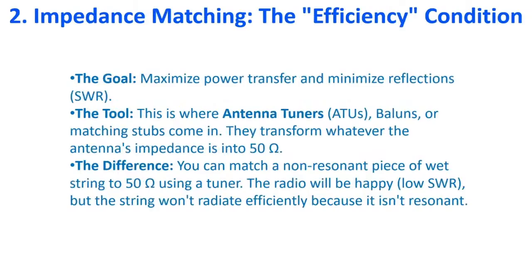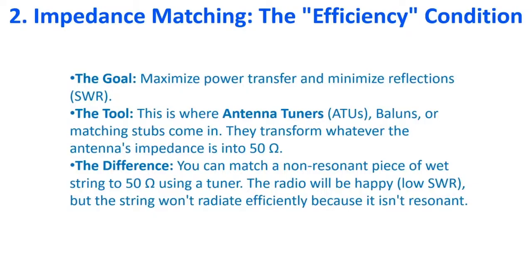Impedance matching is the process of making the load, that is antenna plus feed line, look exactly like the source, your radio. Most modern ham radios are designed for a standard 50 ohm load impedance. The goal is to maximize power transfer and minimize reflections.